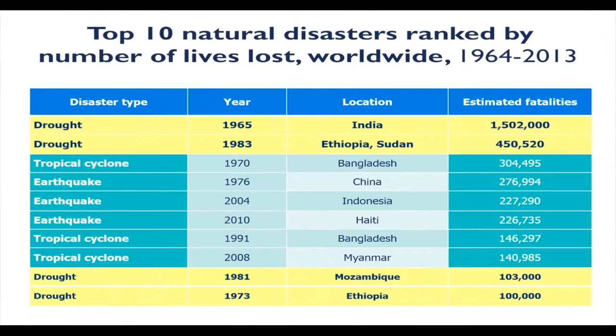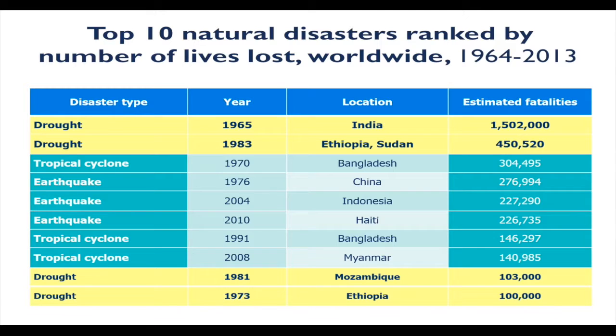So I want to share with you the top 10 natural disasters ranked by number of lives lost worldwide over the past 50 years, because it's very remarkable when we're looking at drought compared to these other types of natural disasters. Drought actually takes 4 places in the top 10 when we're looking at the number of lives lost worldwide. Number 1, 1.5 million estimated fatalities in India during the 1960s due to this large-scale drought.